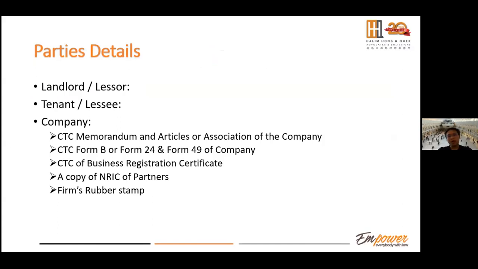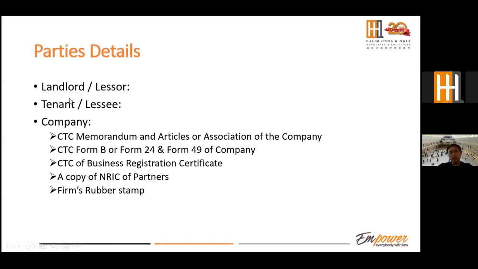Okay, first party details. Quite simple and straightforward. Landlords, you need to insert their names, where they live, tenants, and all that. Then for companies, you need to prepare all this. Normally we prepare the memorandum and articles of association. Form B is where the company has any changes in particulars and all that. Form 24. Form 24 is regarding the share capital.